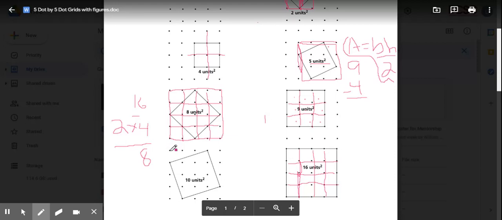Now our number 10. And I'm going to pull up, yeah, I'm going to keep this pulled up so that we can look at it. Whoops. Okay.